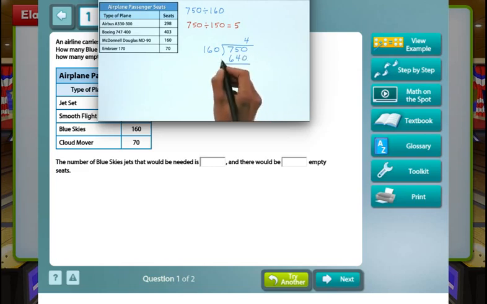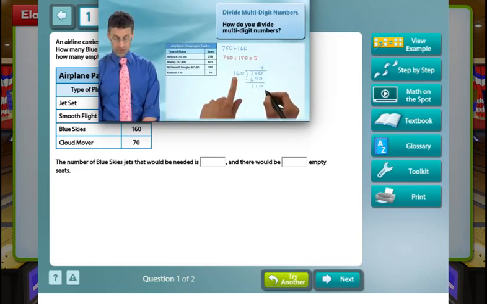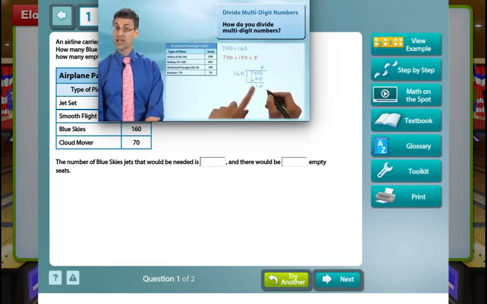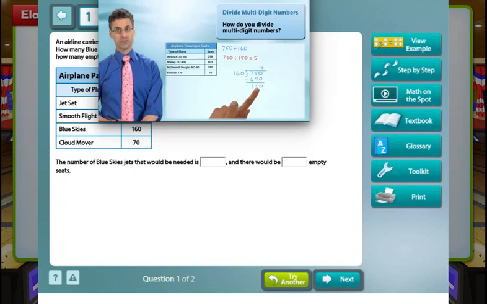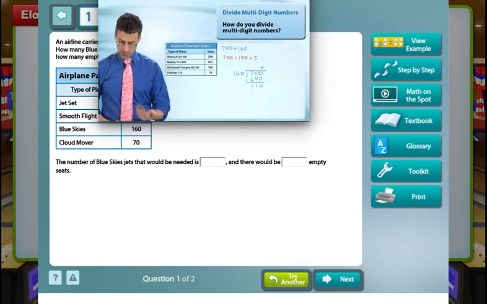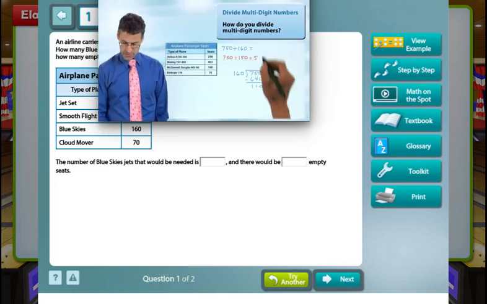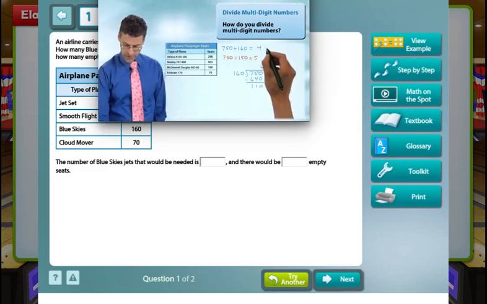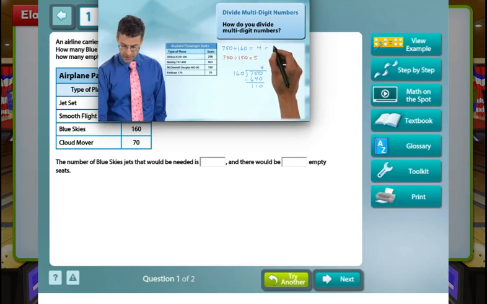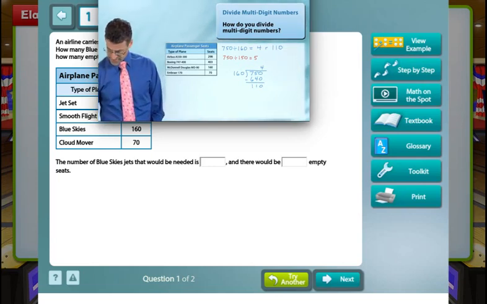And now remember, the rule is to subtract. And if we subtract, we see 110, which notice is smaller than 160, which is good. And actually, that is the remainder. And so what we see is the answer here is we get a quotient of 4 with a remainder of 110. So that's the answer.